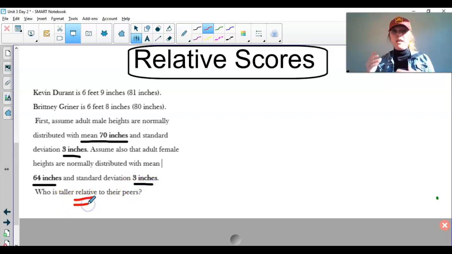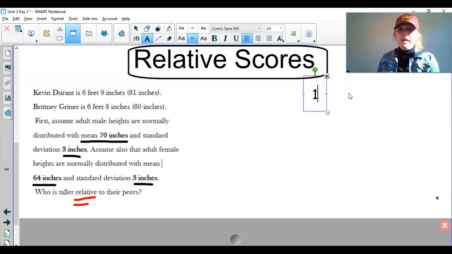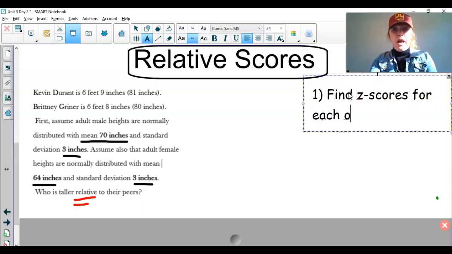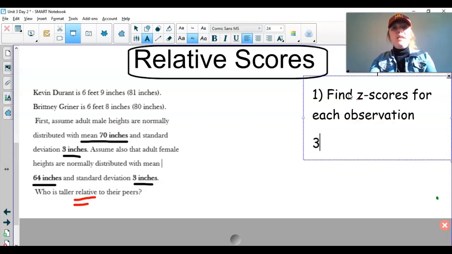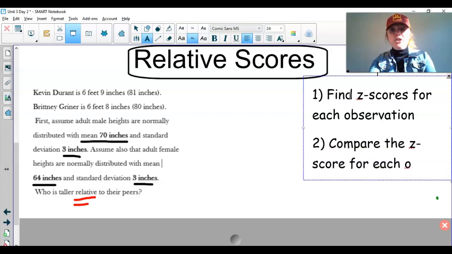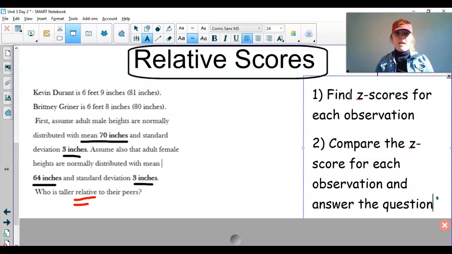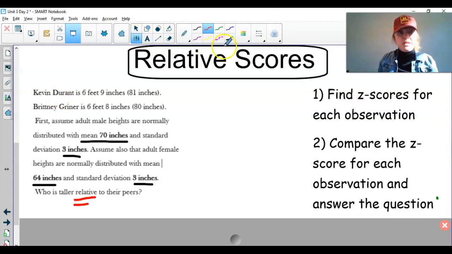Anytime you see this word relative, step 1 is we are going to find the z-scores for each observation. Step 2, we compare the z-score for each observation and answer the question. That's another reason we like z-scores. We can compare two things from different populations, male and female.